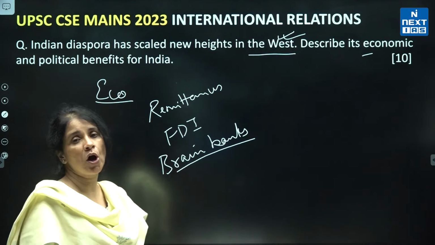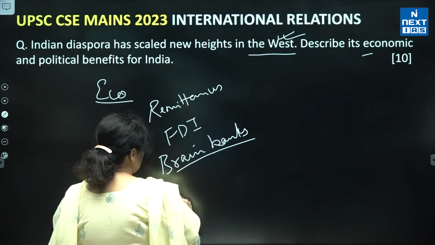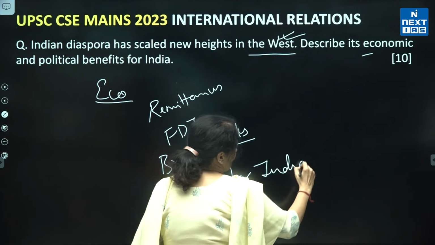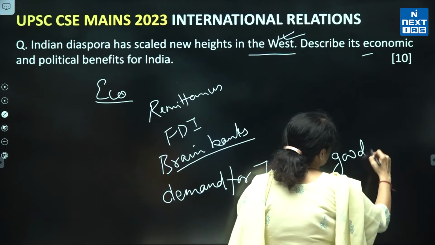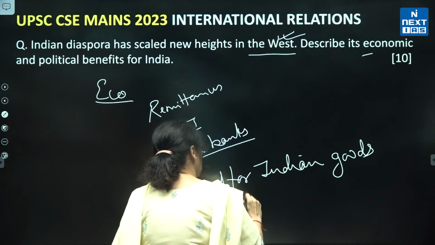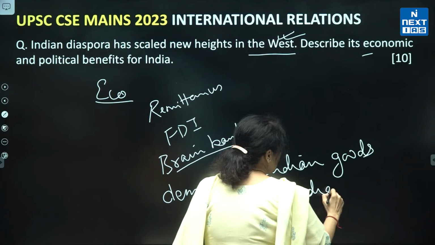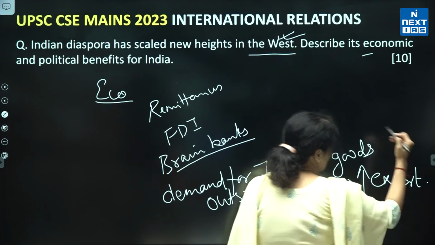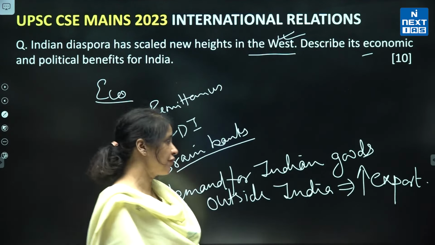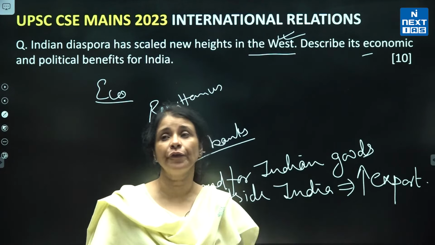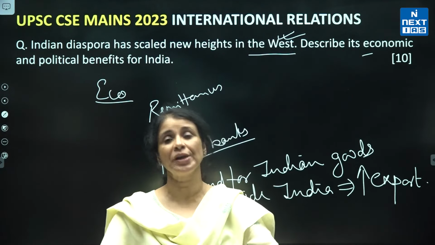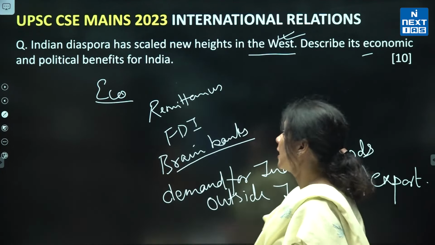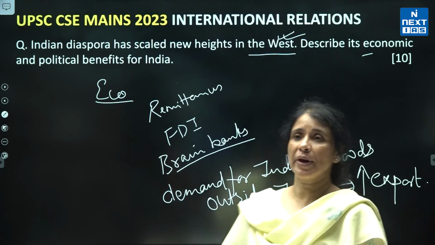Then the Indian diaspora also creates demand for Indian goods outside India. So naturally, because of that, it increases exports. And now we are pitching for Atmanirbhar Bharat. So many of these Indian origin people are showing interest to invest in India under Make in India, Atmanirbhar Bharat, and also it has a lot of economic benefits to India.